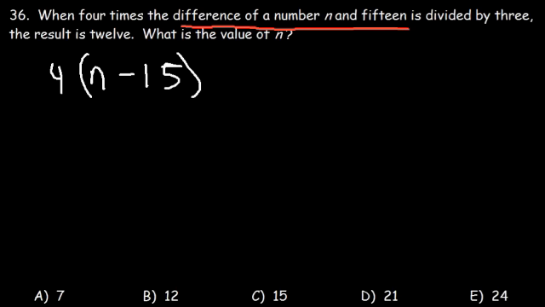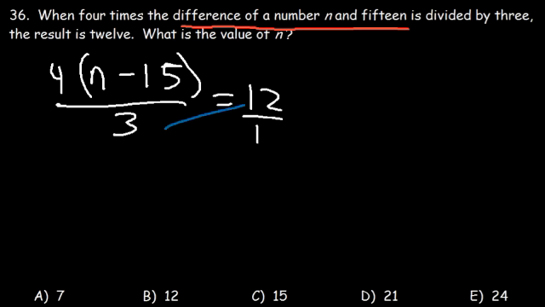And this is divided by 3. And when it's divided by 3, the result is 12. So the result means equal. Now our goal is to solve for n. So we can write 12 as 12 over 1. And since we have two fractions separated by an equal sign, we can cross multiply. So 3 times 12 is 36. And 1 times 4 times n minus 15 is 4n minus 60 if you distribute the 4. 4 times negative 15 is negative 60.